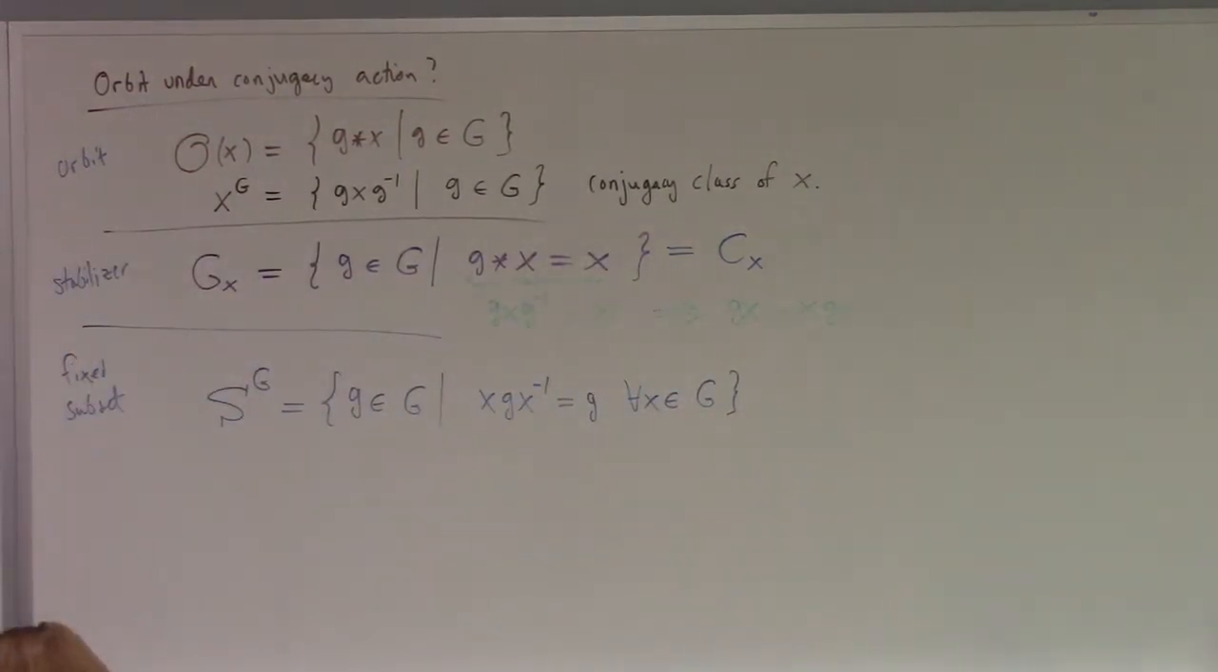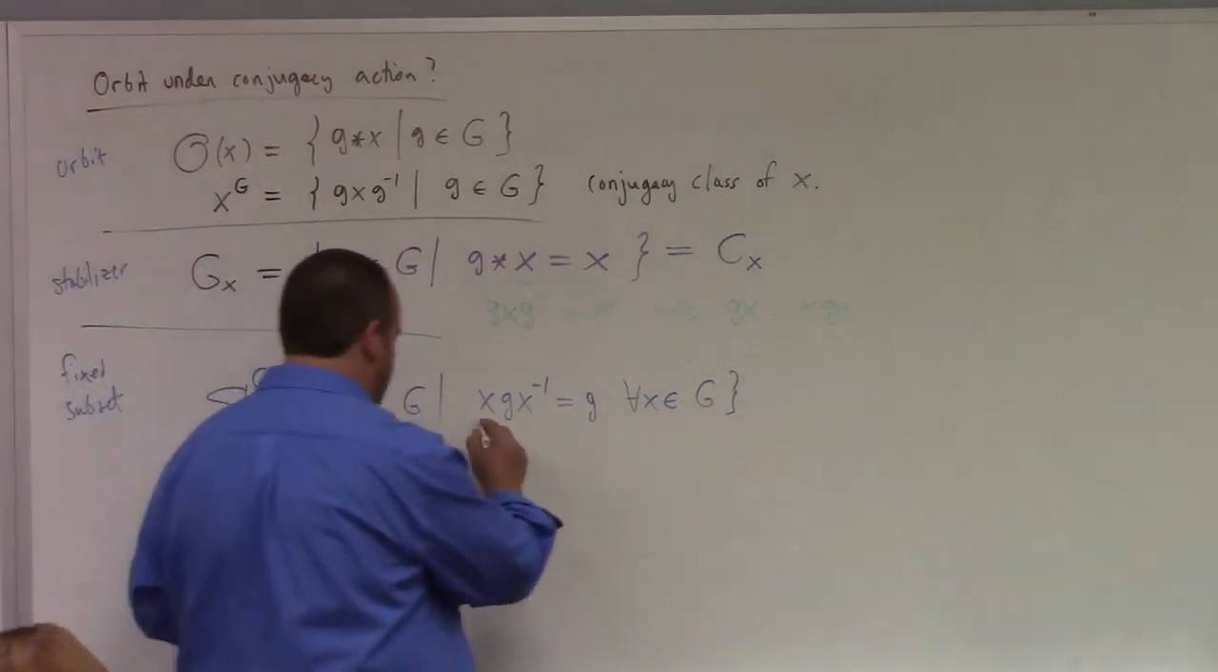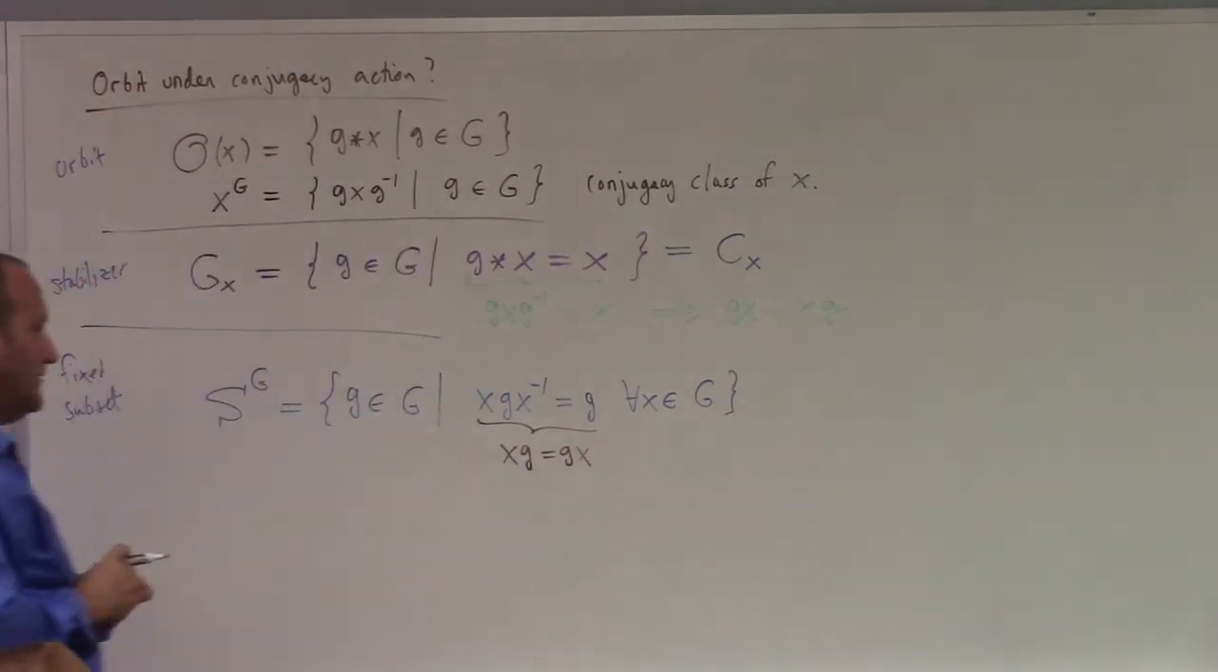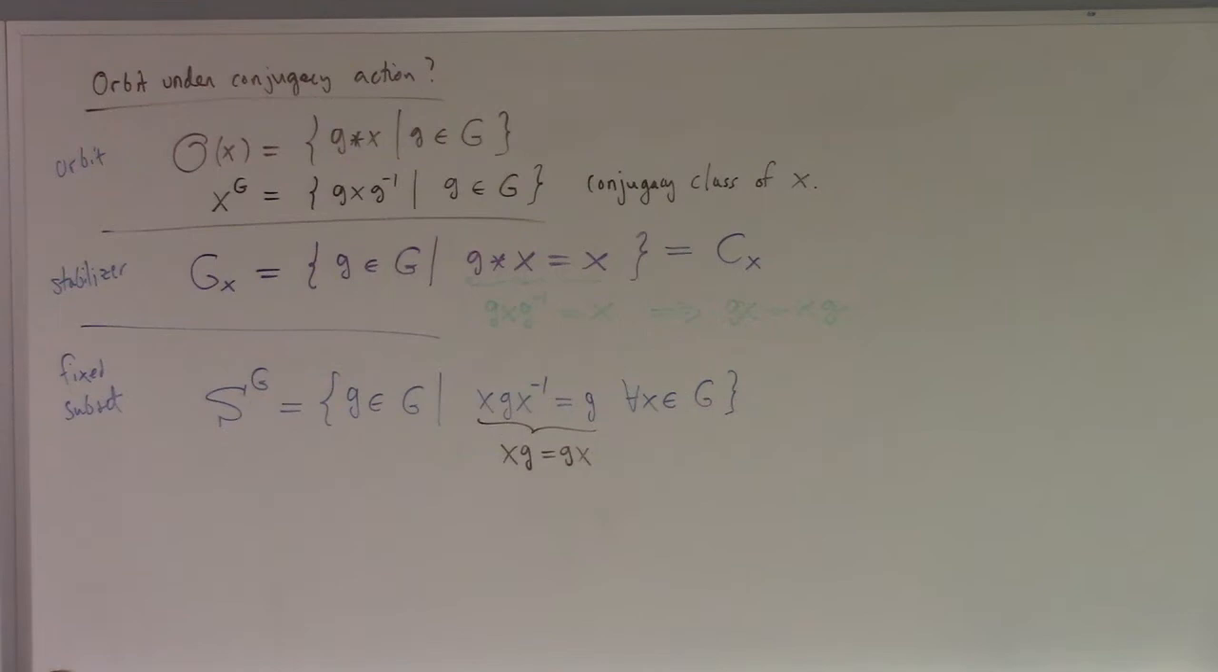So what is that? Well, this, of course, is really the condition that xg equals gx for all x and g. So we're talking about the set of group elements which commute with all other group elements. This is the center, yeah.